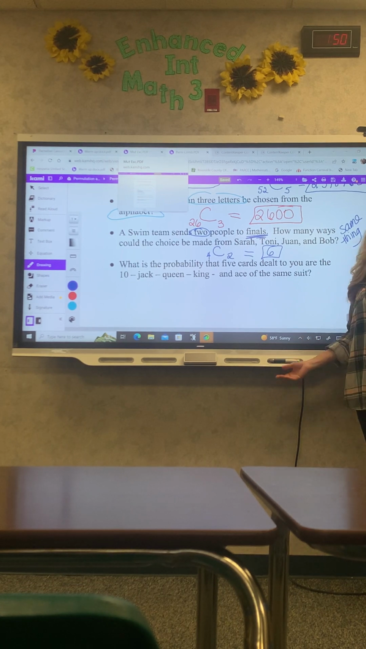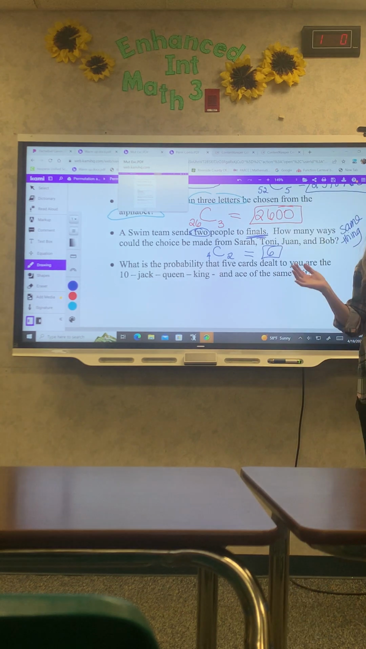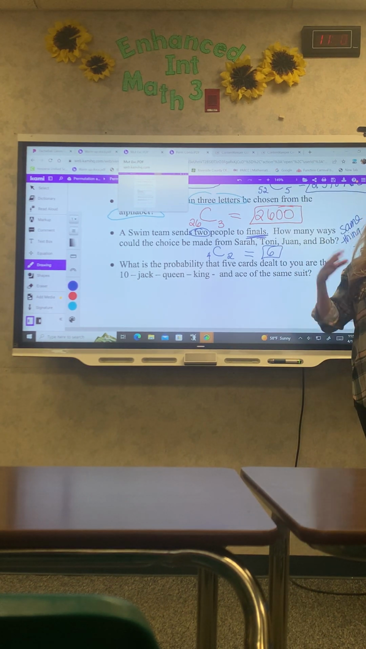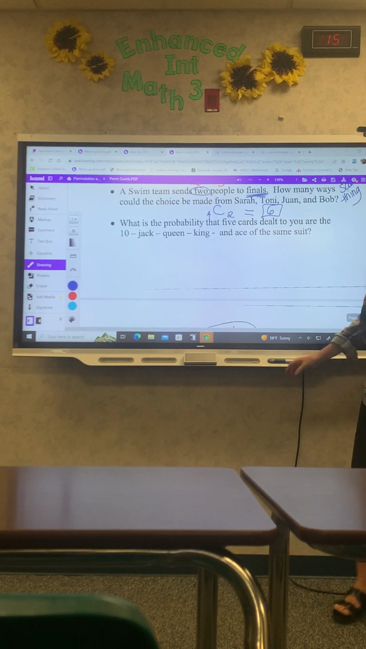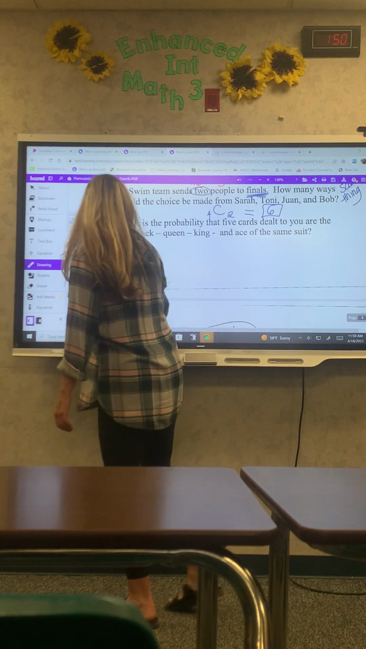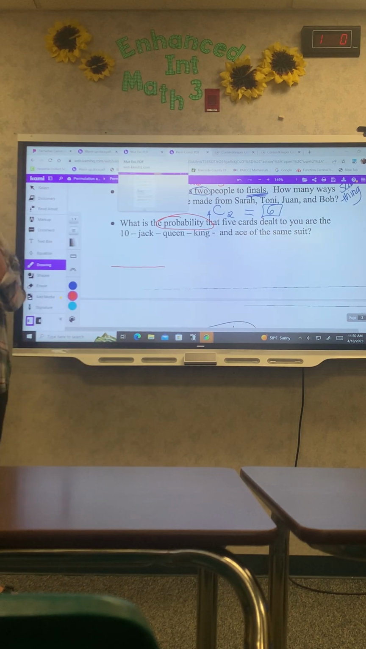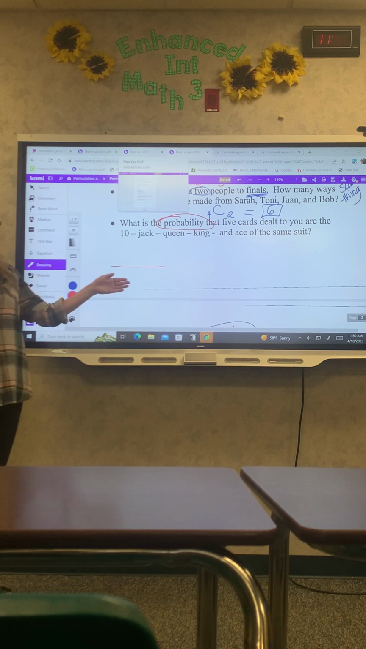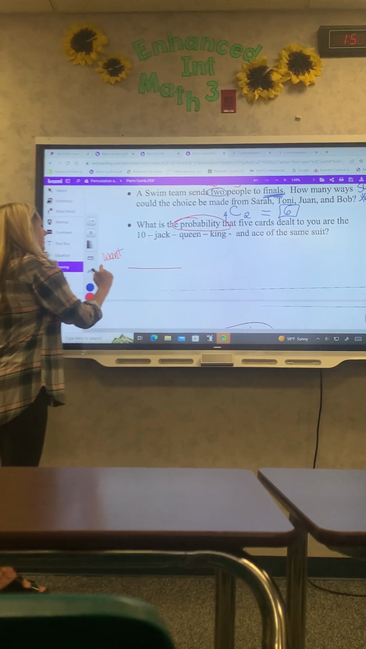Okay, and then the big finale. So we've learned how to count today, different ways to count depending on the wording. Now we're going to tie it in with probability. So here we go. What is the probability? So as soon as I see probability, I'm going to set up a fraction, aren't I? Because probability is always a fraction, what we want over the total. 1 over the total.